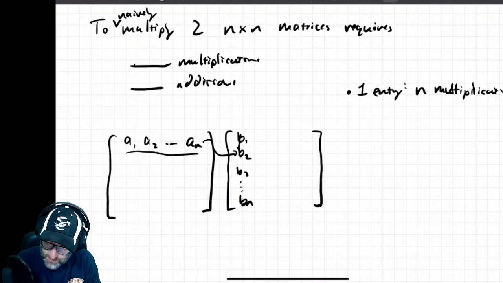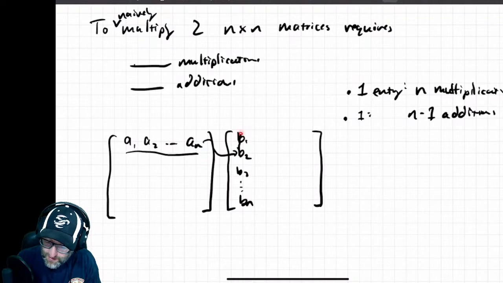Right? Why? Because A1 gets multiplied with B1, A2 with B2, A3 with B3, and so on up to An with Bn. All right? And how many additions? One entry will require n minus 1 additions. Well, why did I say minus 1?